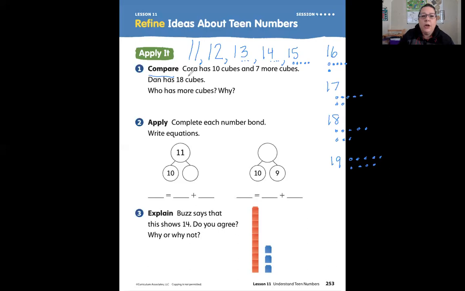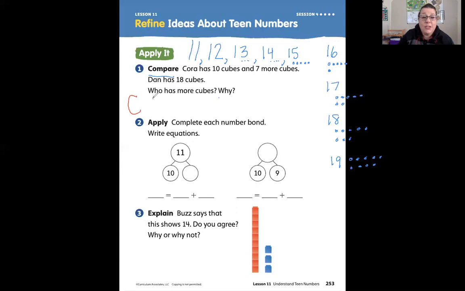Compare. Cora has 10 cubes and 7 more cubes. Dan has 18 cubes. Who has more cubes? Why? All right, so we're going to change our color. Cora, we're going to put a C here for Cora. She has 10 cubes, so we're going to draw this out.